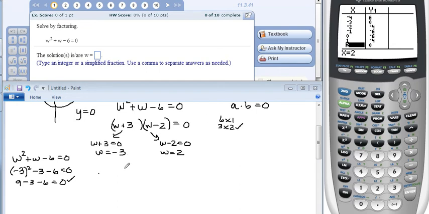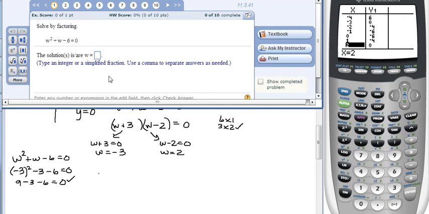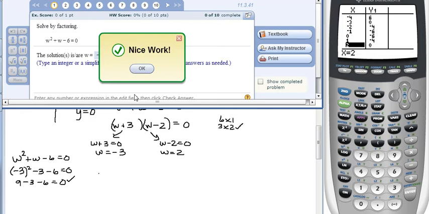Okay, so these are my solutions. I've checked them algebraically. Well, I've only checked one, but I could check the other one too. And I've checked them graphically to make sure that they are the zeros or the x-intercepts of the function. So here I have a negative 3 comma 2. Okay?